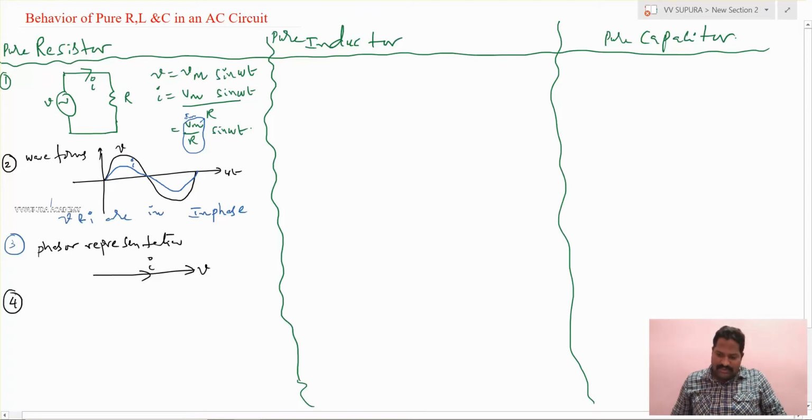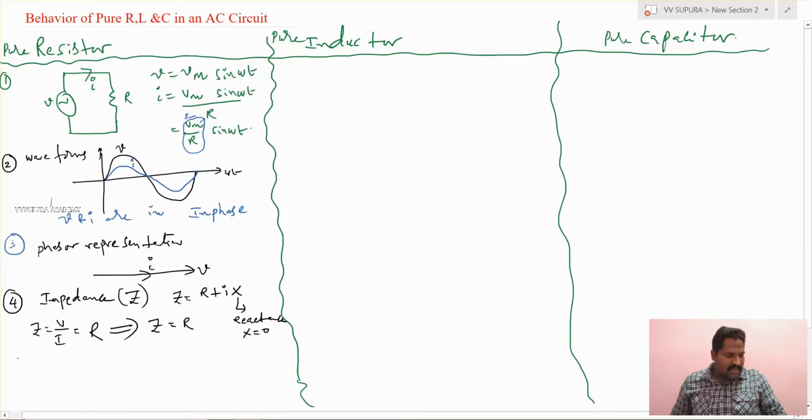And the fourth point is impedance. Z is equal to R plus jX. X is reactance. When we are giving a pure resistor, X is equal to 0, then impedance Z is equal to R only. And this can be calculated as Z is equal to V by I, that is Vm sin omega t by Im sin omega t, so with this I can calculate the impedance.